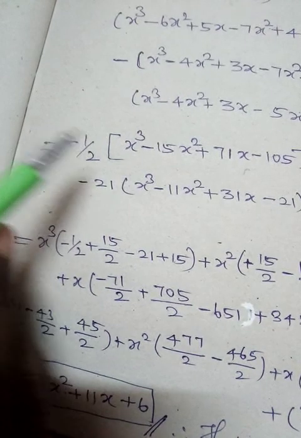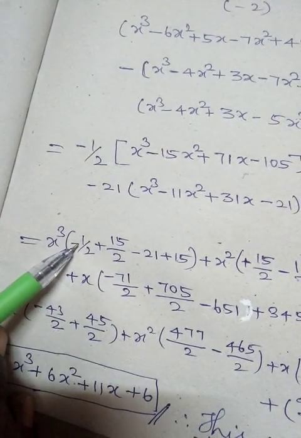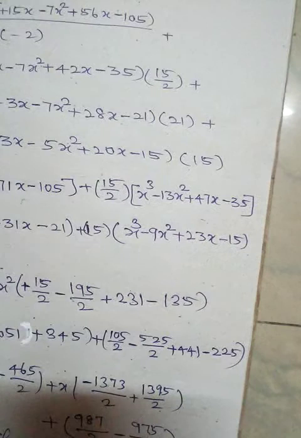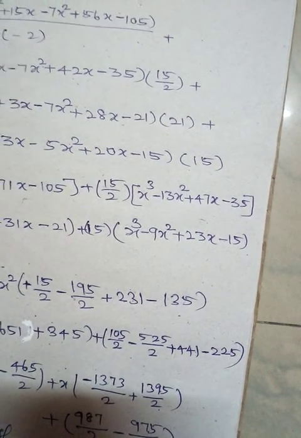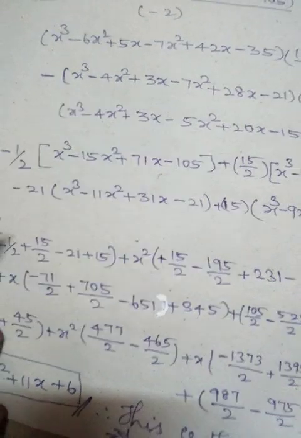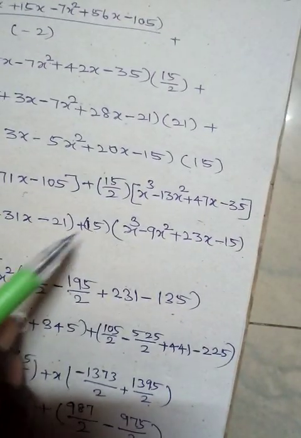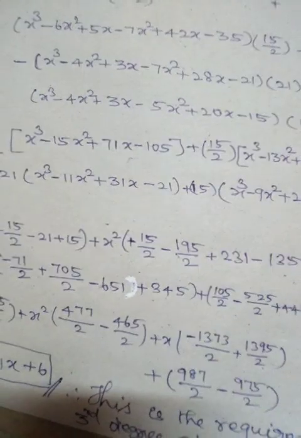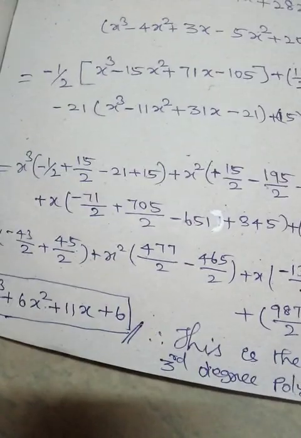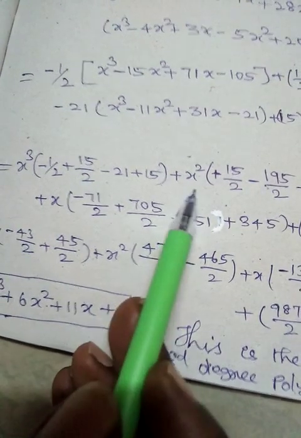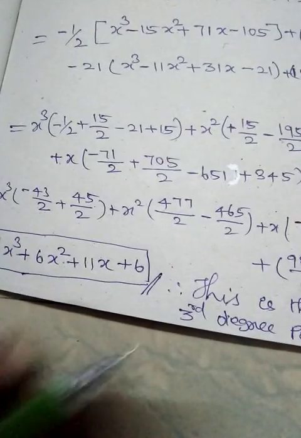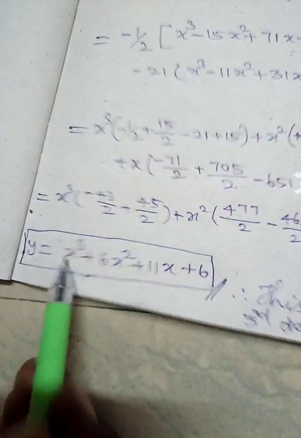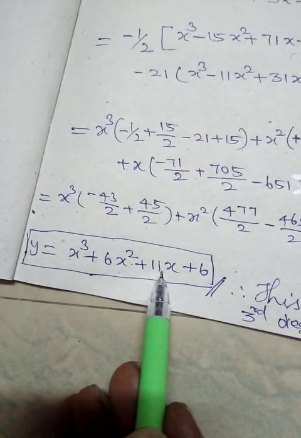So x cube: from the first term, minus 1 by 2 is the coefficient of x cube. From the second term, 15 by 2 is the coefficient of x cube. From the third term, minus 21 is the coefficient of x cube. Last term, 15 is the coefficient of x cube. So this is the way I can separate each term: x cube, x square, x and the constant term. Now simplify, we can get the answer y equal to x cube plus 6x square plus 11x plus 6.